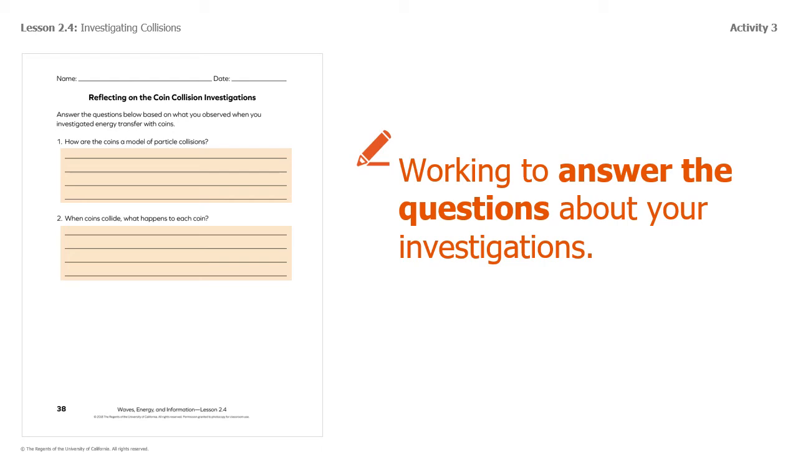So, question number 1 is, how are the coins a model of particle collision? So think about what we just learned and what we have been learning about particles, how they move and energy, and how when one coin collides with another, that's a particle. Why is that? And second, question number 2 is, when coins collide, what happened to each coin? Do they stand still? Do they move? How much do they move?